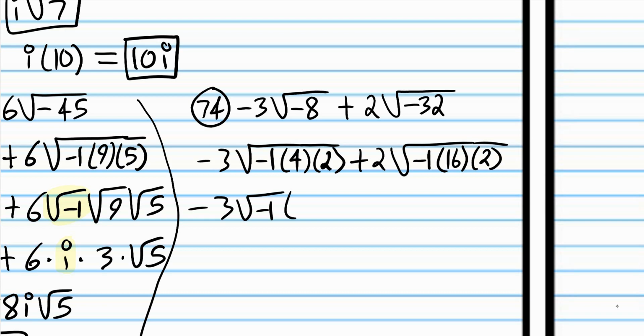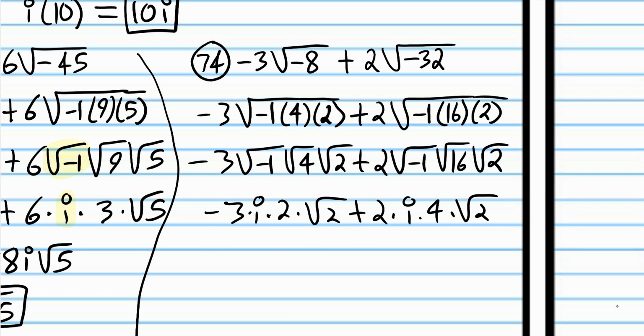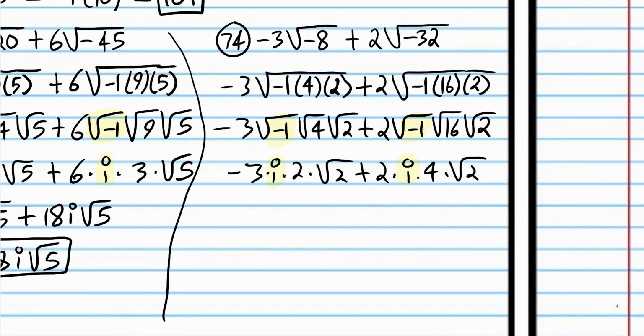And so we get root negative 1 times, separating the root, 4 times root 2, root negative 1 times root 16 times root 2. So we get negative 3 times i times 2 times root 2 plus 2 times i times 4 times root 2. Negative 6i root 2 plus 8i root 2.